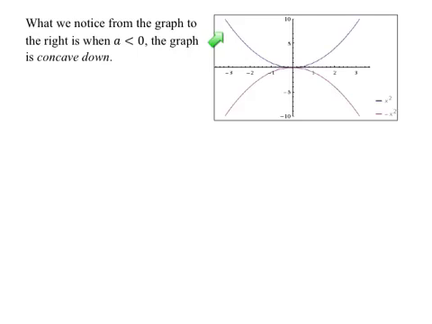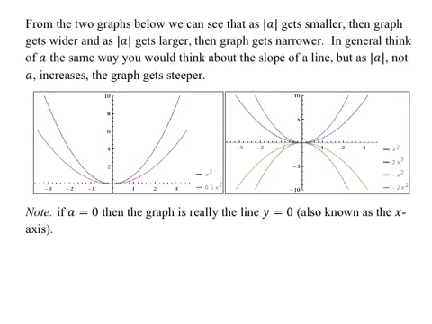So already we'll notice that if a is negative, or a is less than 0 in these cases, it's going to be concave down. Now from the two graphs below, we can see that as the absolute value of a gets smaller and smaller, we're going to notice that the graph gets wider. And we'll see that right here. Here's the original parent function right here, y equals x squared. And then we'll notice here that the absolute value of a is smaller, right? It's 0.5. And notice that this graph is now wider. It's not as steep as the original graph was.